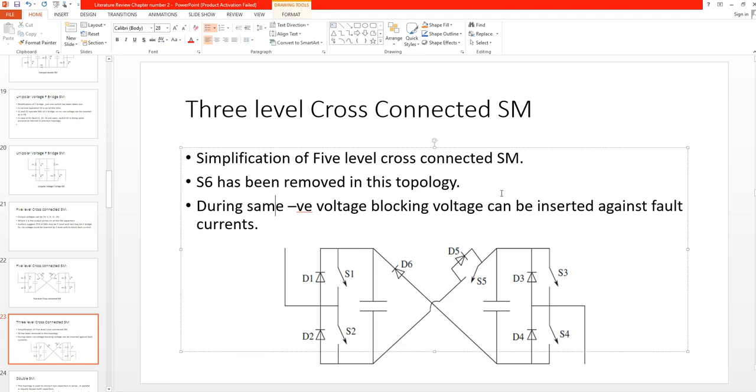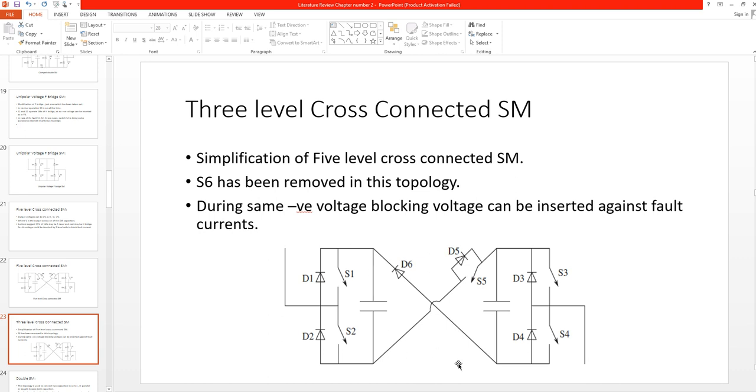Now the same negative voltage can be used to block the fault currents in the 3-level cross connected submodule. Now let's say the fault has occurred and all the switches are open, what will happen? If the current is positive, current will flow through D1. It will come here through this capacitor, taking the path from D5. It will insert this capacitor.